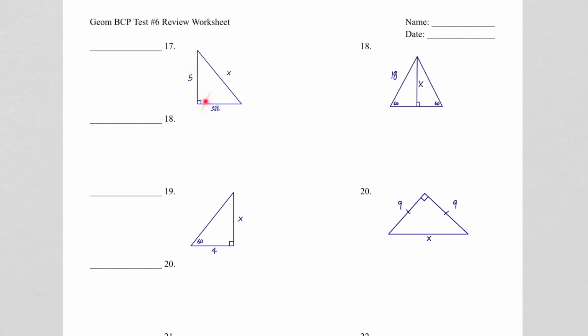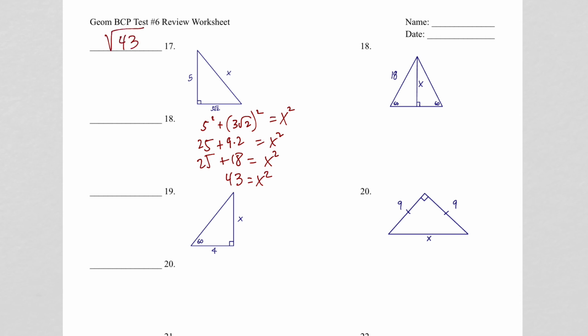Okay, the sum of the squares of these, so we have 5 squared plus 3 root 2 squared is equal to x squared. So 25 plus, now when I square this, I square both parts. So I square this and get 9, and I square this and I get 2. And 9 times 2 is 18. And so this is 43. So x is the square root of 43. And square root of 43 can't be simplified, so that's our answer.